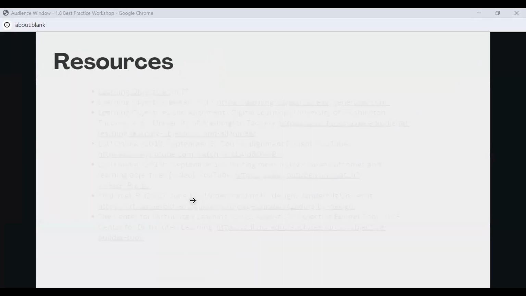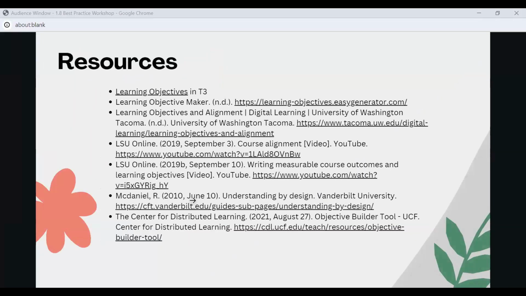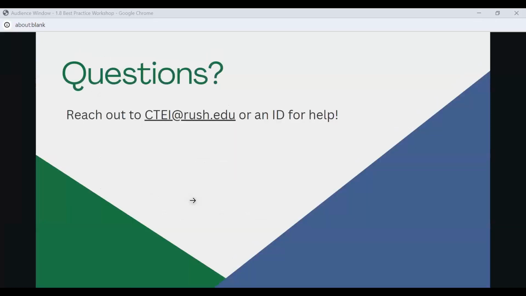This has gone by so quickly. I have a bunch of resources here, but if anyone wants to stick around for a minute or two, do you have any questions or suggestions or anything you'd like to add? Has anyone ever tried to evaluate your course for alignment? And maybe what kind of obstacles did you encounter, or any recommendations that you have for your peers?